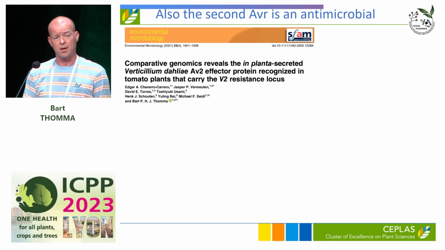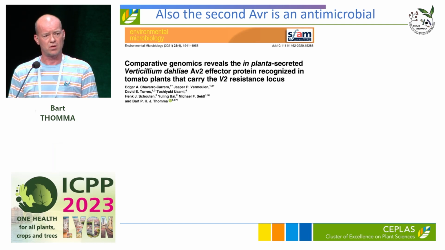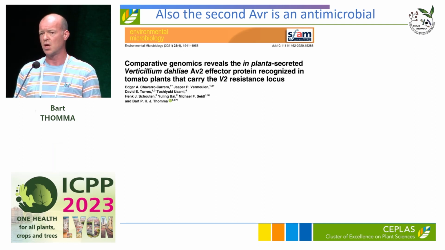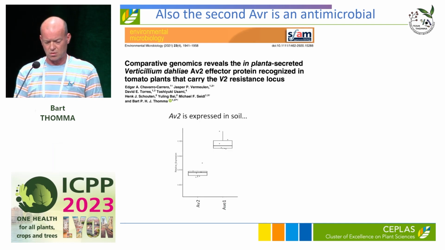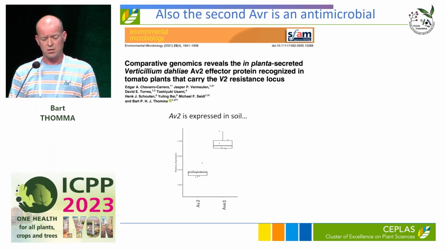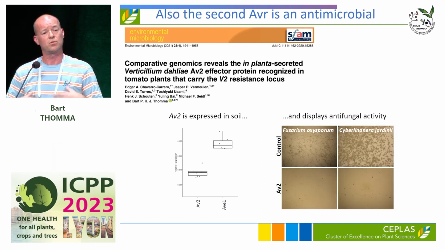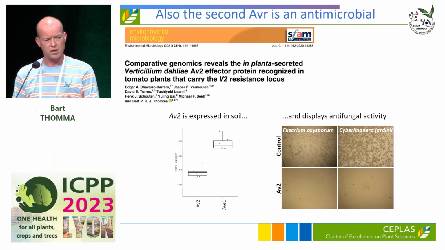The one additional effector that I'm going to spend a little bit of time on is the second avirulence molecule that we know from Verticillium. After cloning the first one, a new resistance source was identified in tomato. Again, we cloned the corresponding avirulence molecule a couple of years ago. Also this one, like AV1, despite the fact that there is no sequence homology at all, seems to be expressed in soil. Also this one, when we produce it after refolding procedures, shows antimicrobial activity, but now mainly antifungal activity.